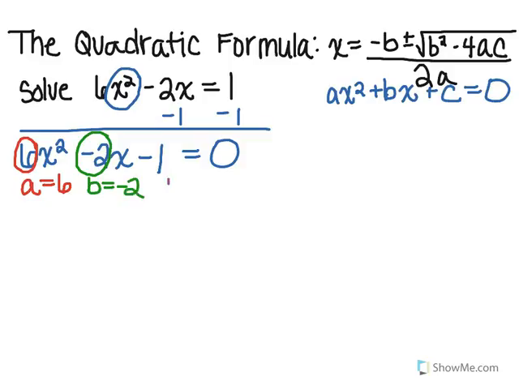And then finally, c is your constant. So in this case, c is equal to negative 1. And you do want to keep track of the signs. So the 2 and 1 are negative, so I want to make sure I keep the negative. And now we're going to plug everything into that formula.